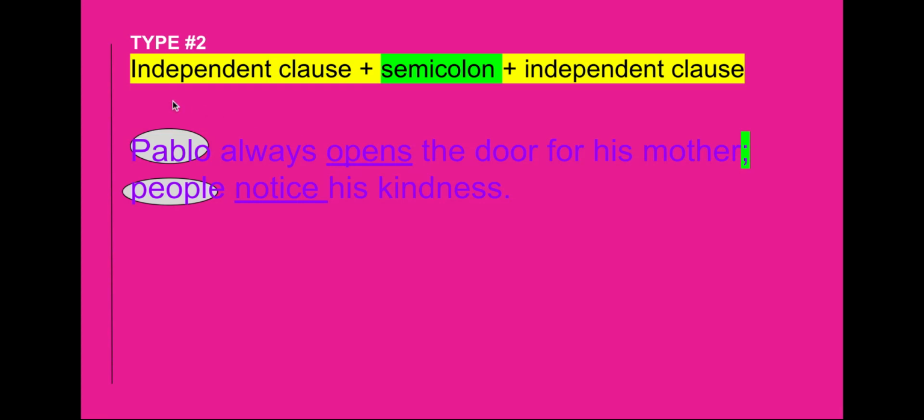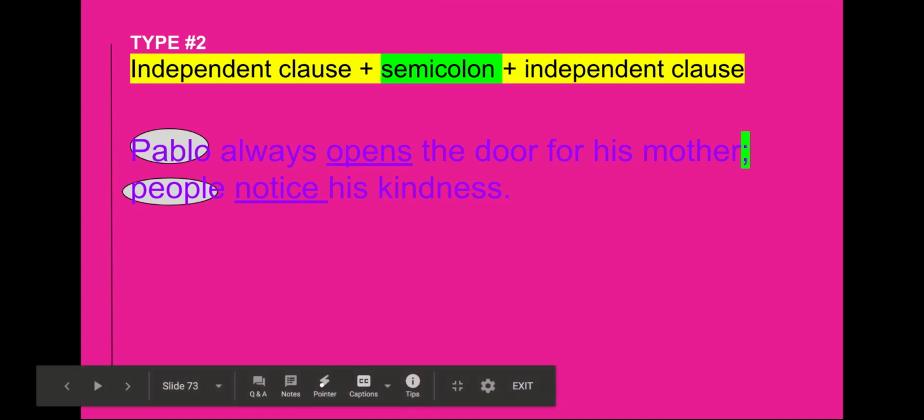And we are still going to do the 3-step test on each side to make sure both sides of the sentence really are independent clauses that can stand alone. And remember, you need a noun or subject, a verb, and a complete thought. So a subject, verb, and complete thought on one side, and a subject, verb, and complete thought on the other side, and then some sort of glue to hold it together. And in this case for type 2, it is the semicolon.